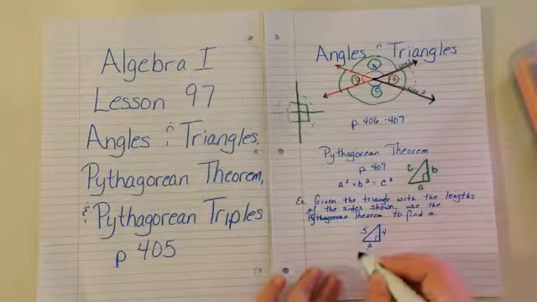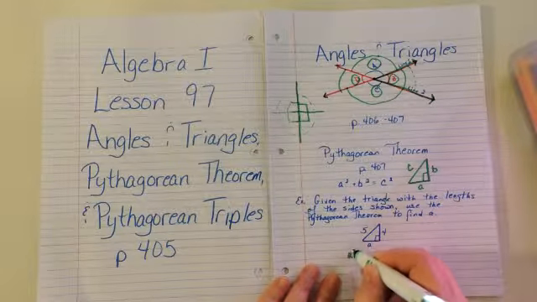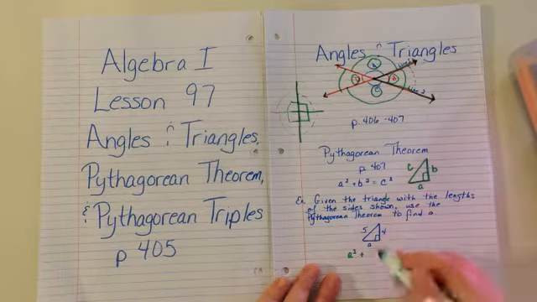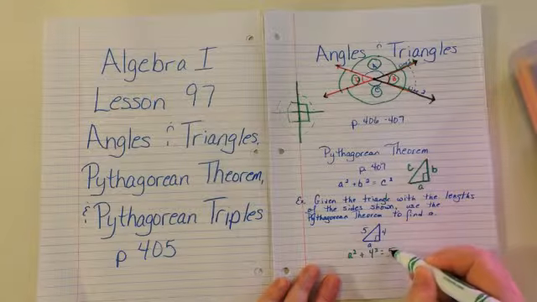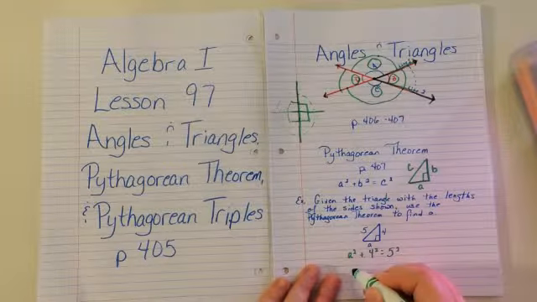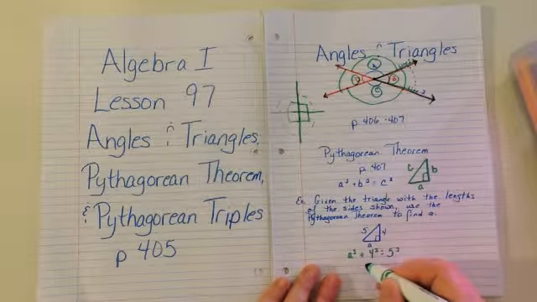So we could say that a squared plus 4 squared is going to equal 5 squared. Okay? We can move this 4 squared over to this side.